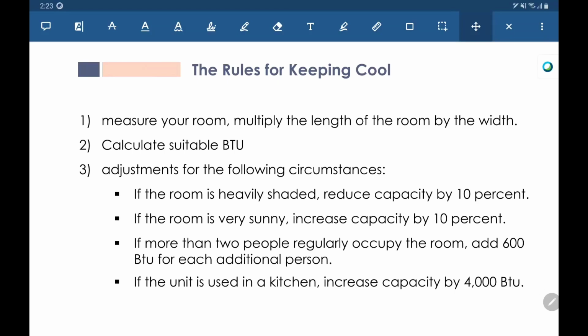For example, if the room is heavily shaded, you have to reduce capacity by 10%. Or if the room is very sunny, you have to increase the capacity by 10%. In case the room is regularly occupied by more than 2 people, you need to add 600 BTU for each additional person. And if a room has a very hot environment, just like the kitchen, you need to increase the capacity by 4,000 BTU.